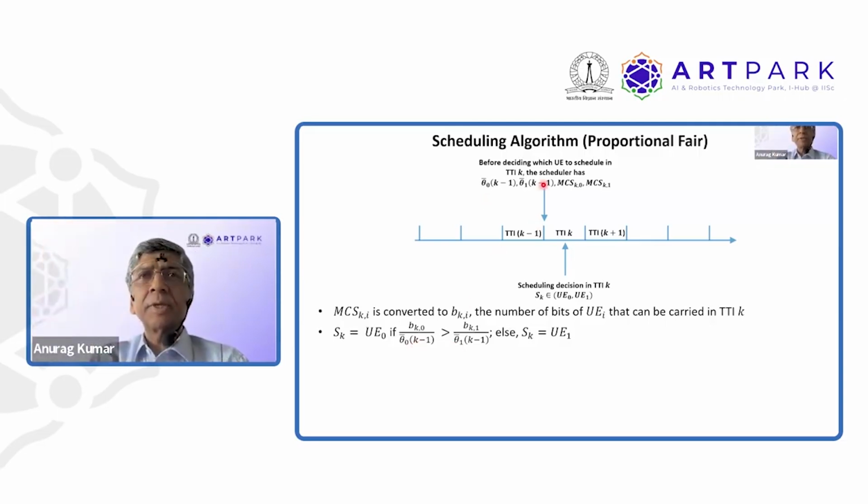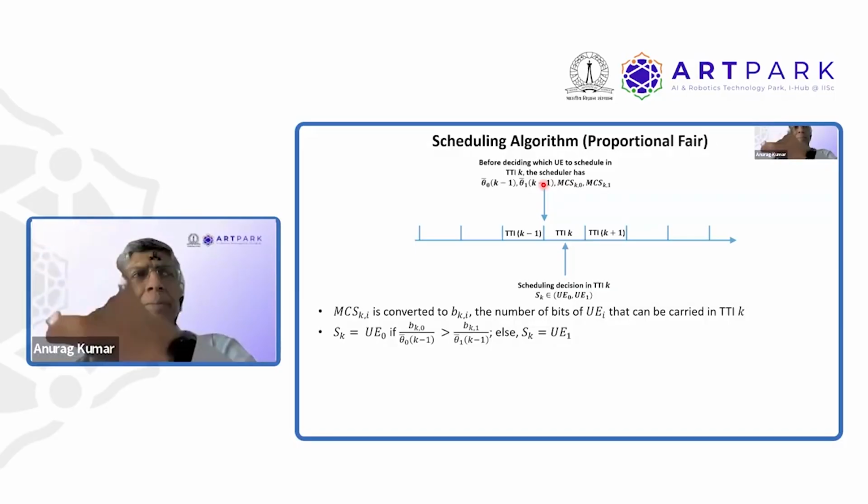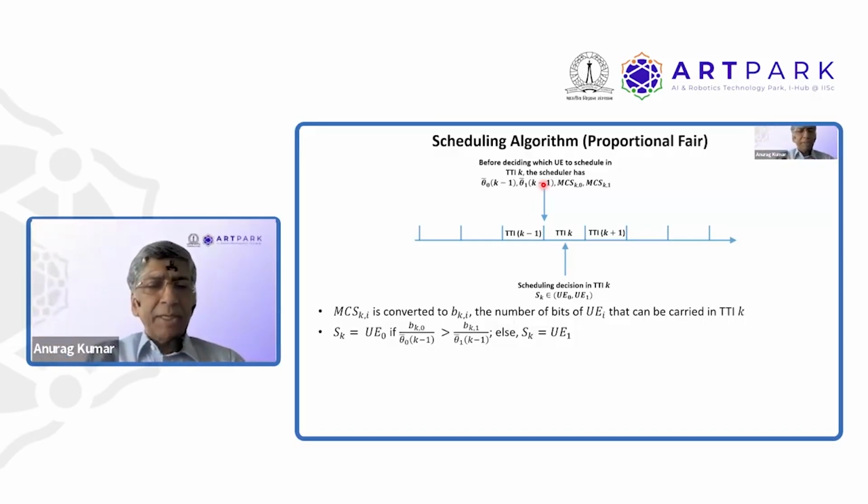The data, from data you create an index. The index you massage in a particular way. Usually you compare, and then you schedule. So indices are compared. The index for user 0 is this number. Index for user 1 is this number. You compare them, the larger index you serve.